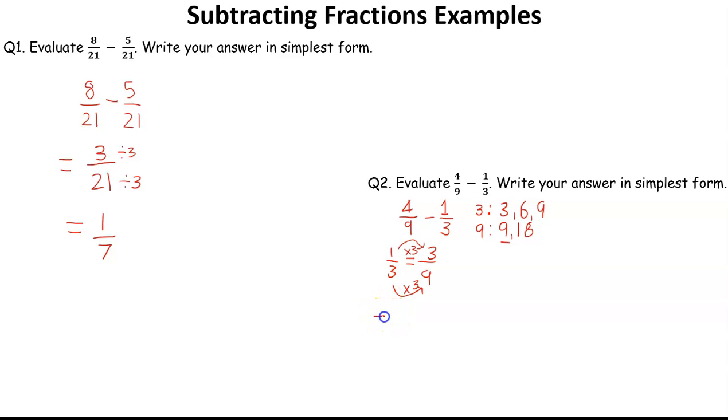Once I've done that, I can now rewrite my calculation. 4/9 hasn't changed, it remains the same. But the third has changed. The third has now become 3/9, so that's equivalent. I can now do my calculation. 4 take away 3 is 1. And I already knew that my denominator was going to remain the same as 9. So my final answer here is 1/9. Okay, and that's how you'd go ahead and do that calculation.